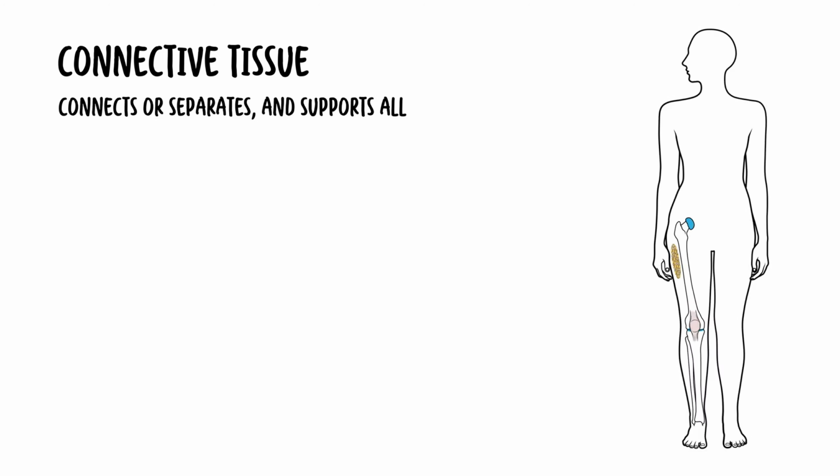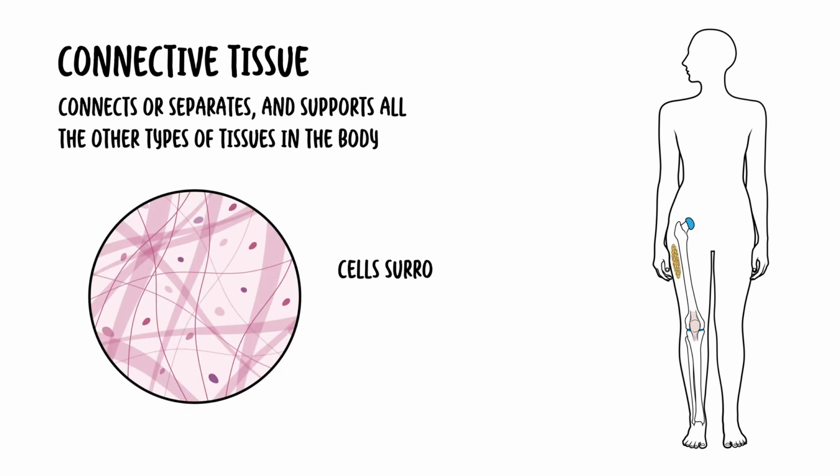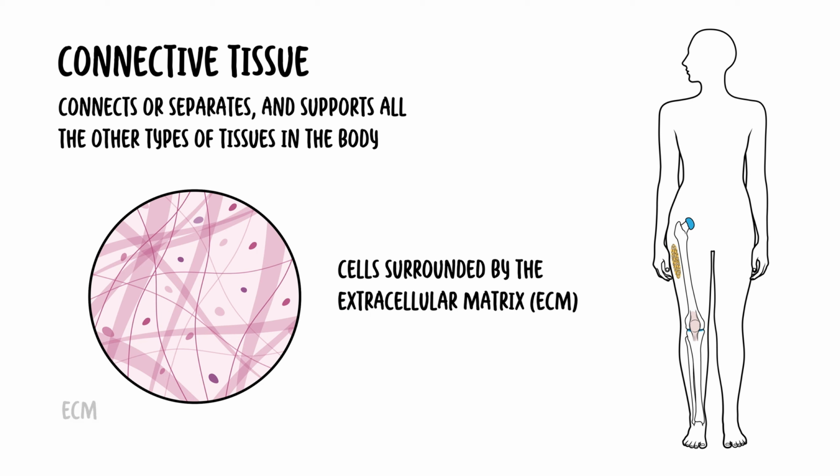Lastly is connective tissue. Connective tissue is much more complicated, I think. Connective tissue is a tissue that really connects or separates and supports all other types of tissues in our body. Like all other tissue types, it consists of cells surrounded by a compartment of fluid, the matrix. But in this case, we like to call it the extracellular matrix because it's outside the cell, remember. However, connective tissue differs from other types of tissue in that the cells are loosely rather than tightly packed within the extracellular matrix.